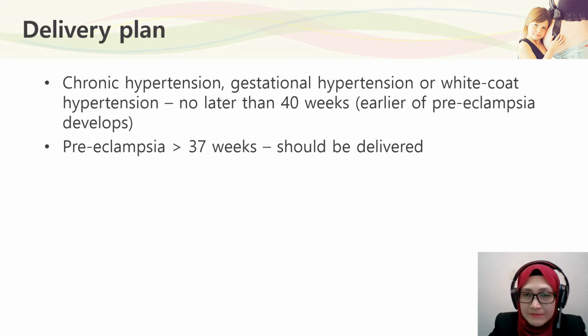But if the patient also has proteinuria, which is the case in preeclampsia, it is not more than 37 weeks. If it's more than 37 weeks, there is a risk of complication, so they should not wait until 40 weeks.